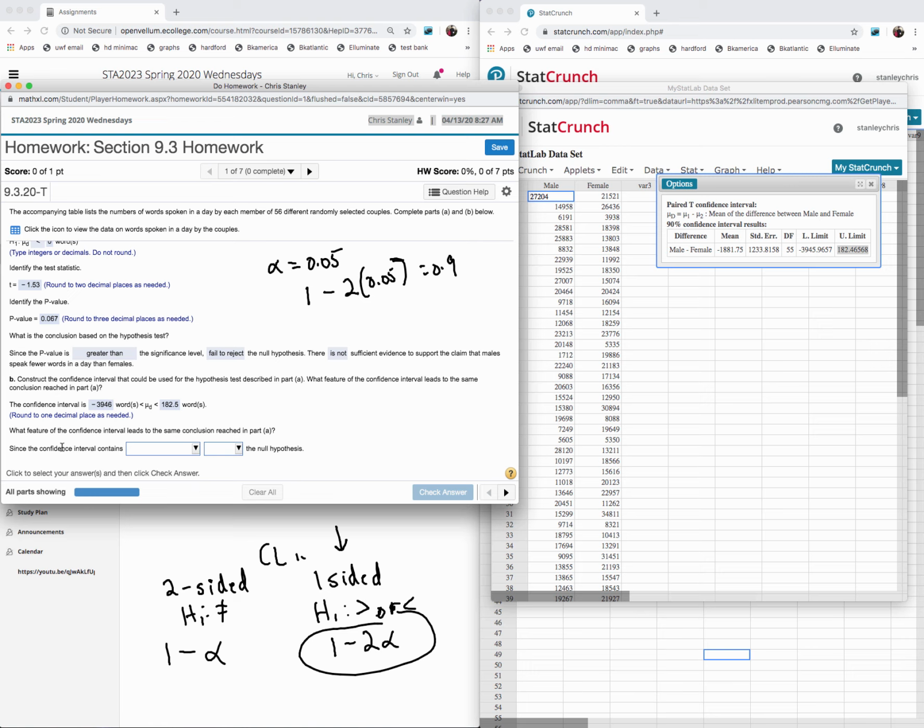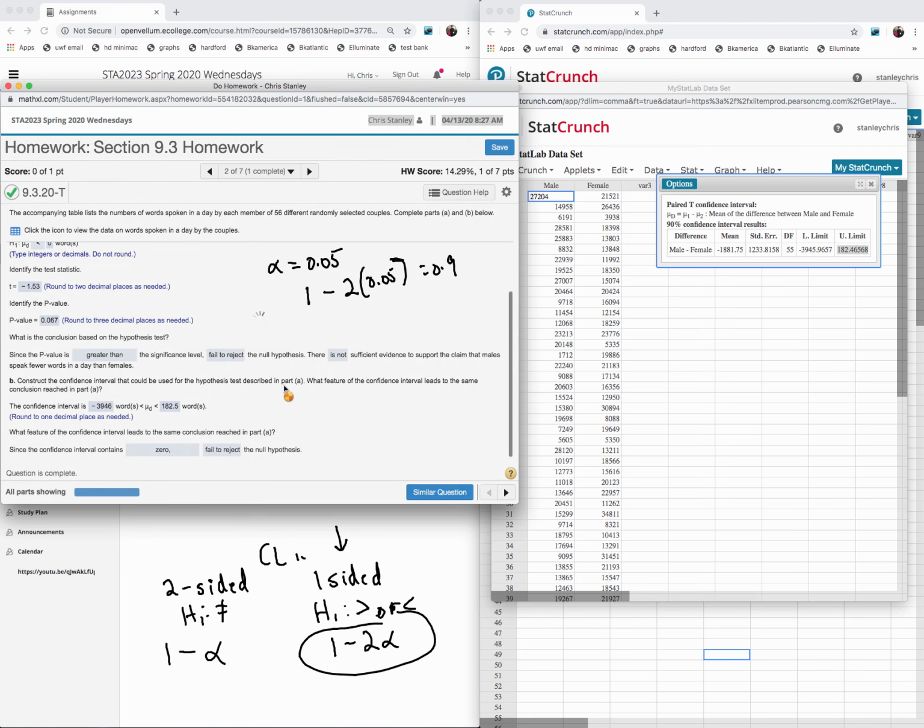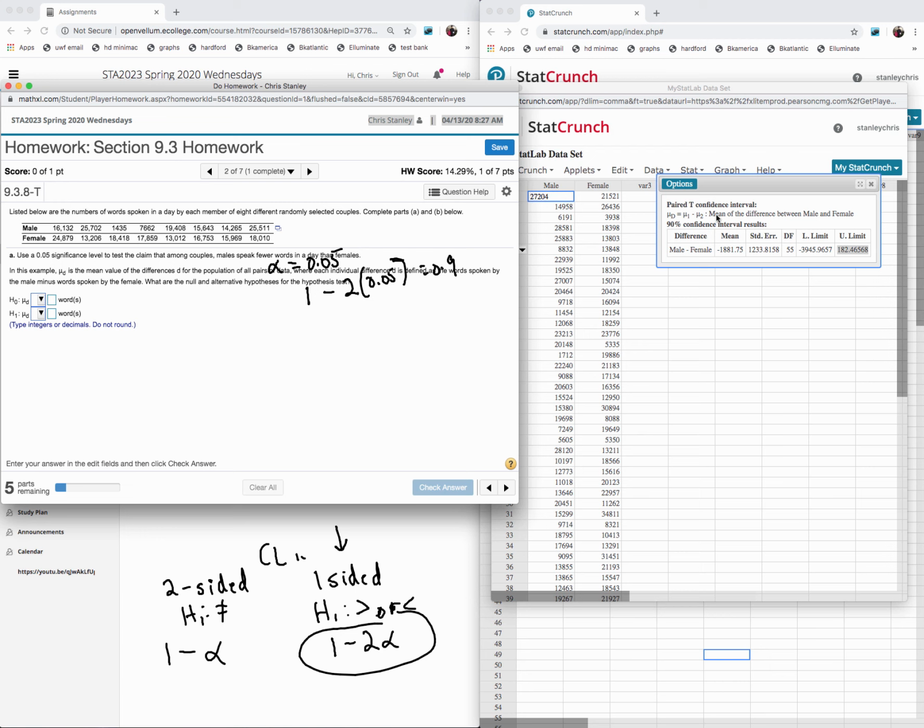Okay, so what feature of the confidence interval leads to the same conclusion? We're looking for 0 in the interval. 0 is in that interval. If you start from a negative and end at a positive, you went through 0. So we should fail to reject. Okay, we'll do one more of these. I'm going to skip to the next one because that looks like the same problem.